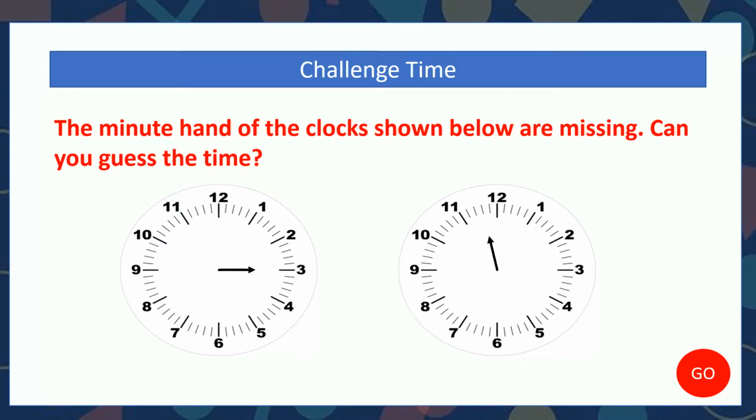The first clock shows the time 3 o'clock. The hour hand is exactly at 3. Therefore, the minute hand would exactly be at 12. So, the time is 3 o'clock.